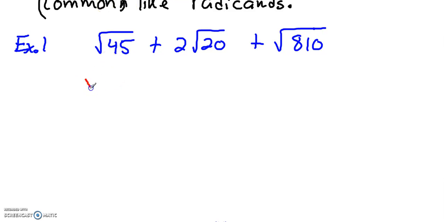Square root of 45, if you start to break it down, you can make that 9 times 5. Hopefully, as soon as you see the square root of 9, you know 9 is a perfect square, so you could take the square root of 9 and make it just 3. And 5 is a prime number, so you can't break it down any farther, so that part would just be 3 square root of 5.